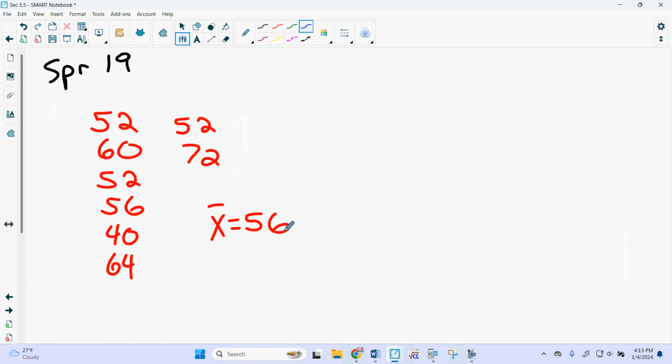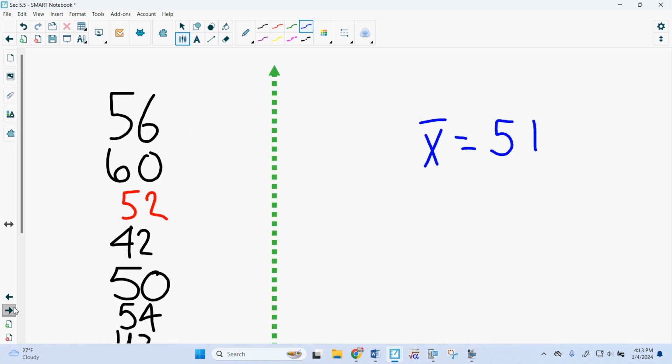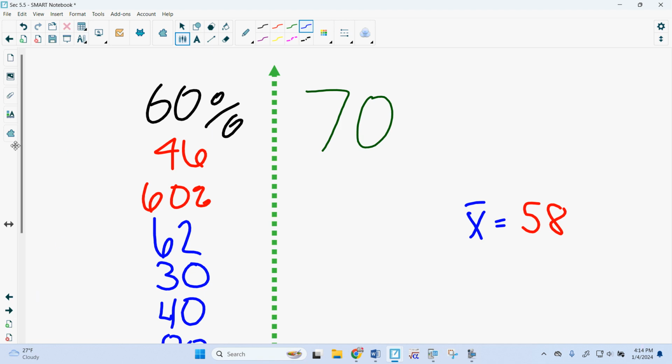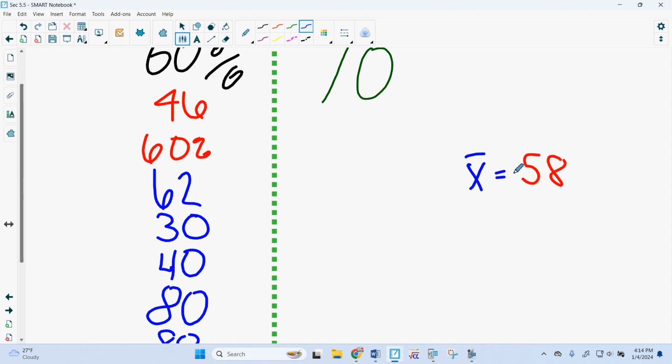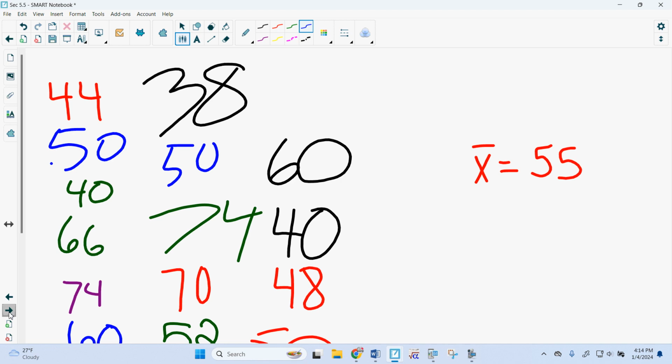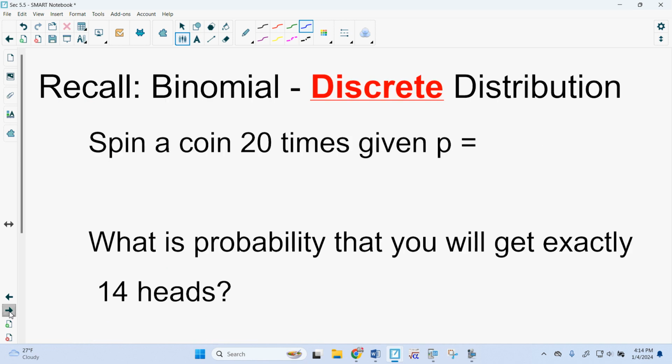Here is another class's results. Their average was 56. Here's another class's results. You can see I've done this for many years, and you get numbers that are a little bit above 50. It's a little bit more likely to fall on heads from our experience. There's another one, and so forth.